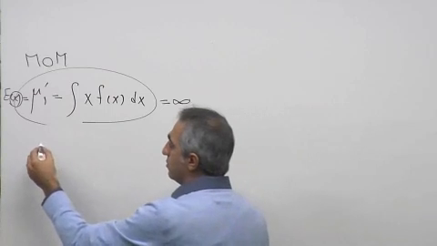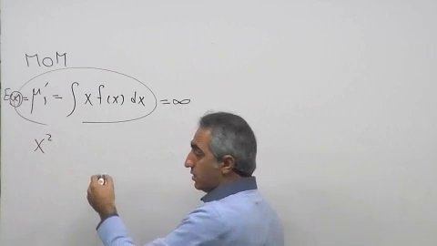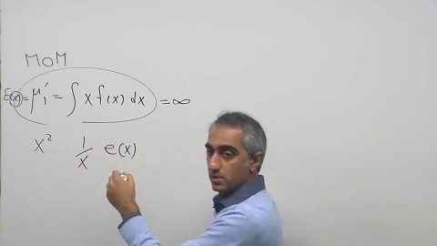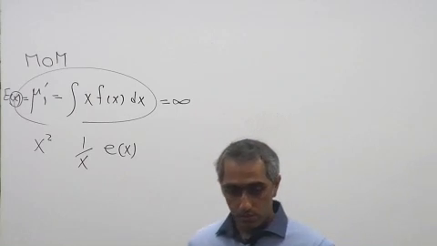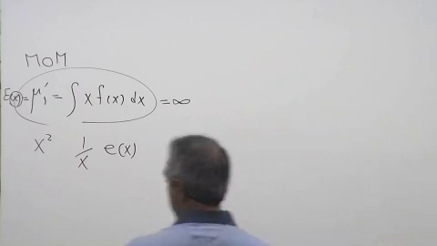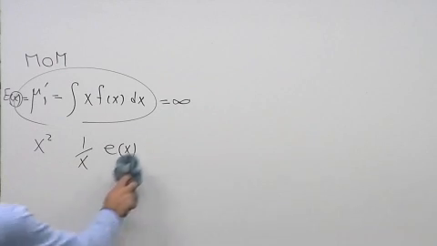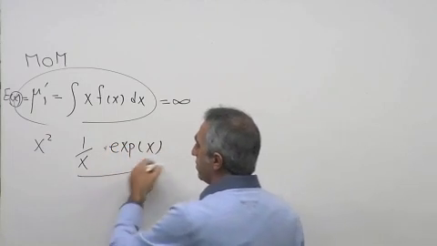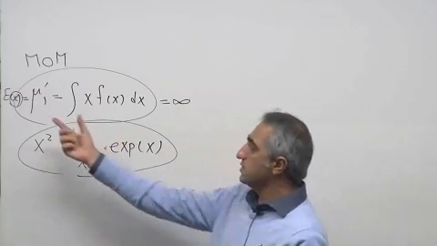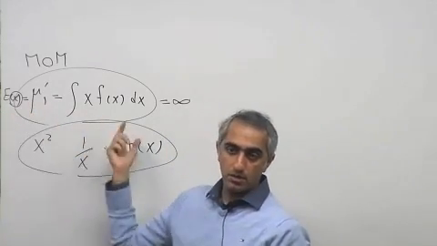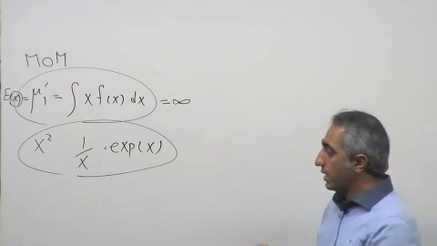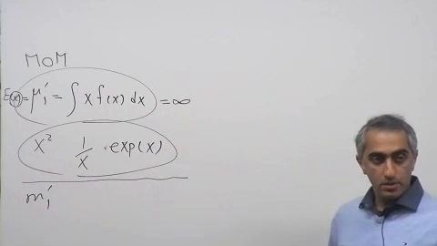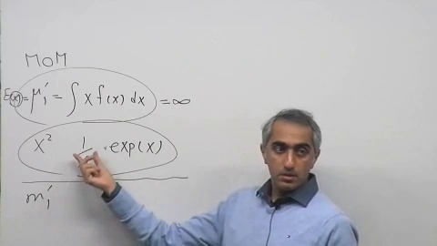For example, you can use x squared, you can use 1 over x, you can use exponential of x. So use one function which gives you a defined expected value rather than an undefined one. And when you define your sample moment, you should also apply this transformation.